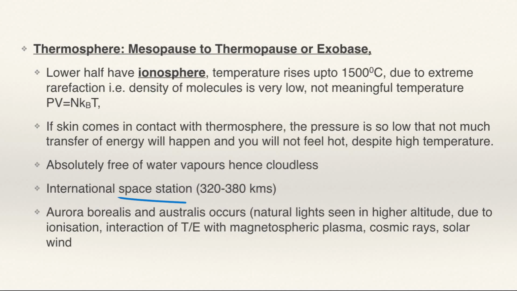The International Space Station is located here, 320 to 380 kilometers above our surface. And aurora borealis, that is called northern lights, and southern lights, aurora australis, beautiful blue-green lights, they happen here. The natural lights which are seen at higher altitude due to ionization, as I've already spoken, and interaction of the thermopause or exobase with magnetospheric plasma. This is important, and cosmic rays and solar wind, all these phenomena happen here. That is why you see beautiful colors.